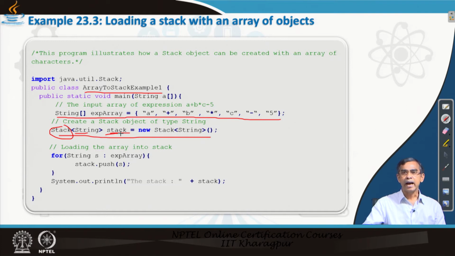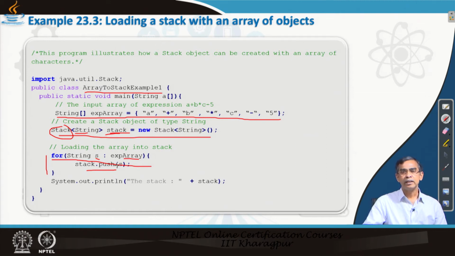Now here I can add one item at a time by calling the push operation. So I can do it for string s. This is a for loop. For each string s in expression array, we just push the element into the stack. So using a for each loop, for each element in the array we can push it there.